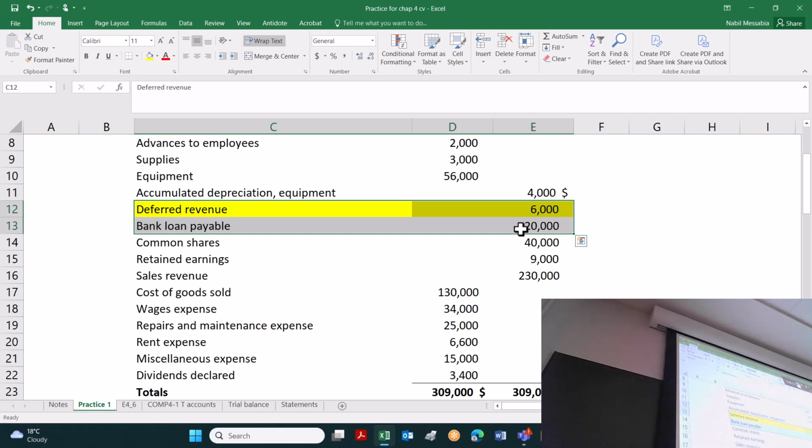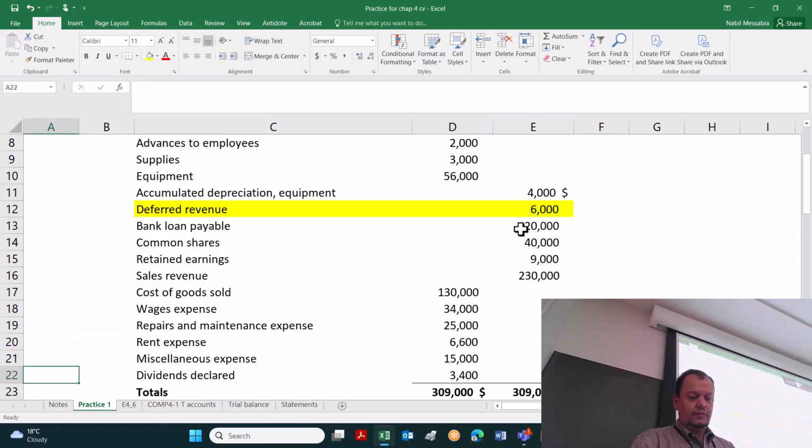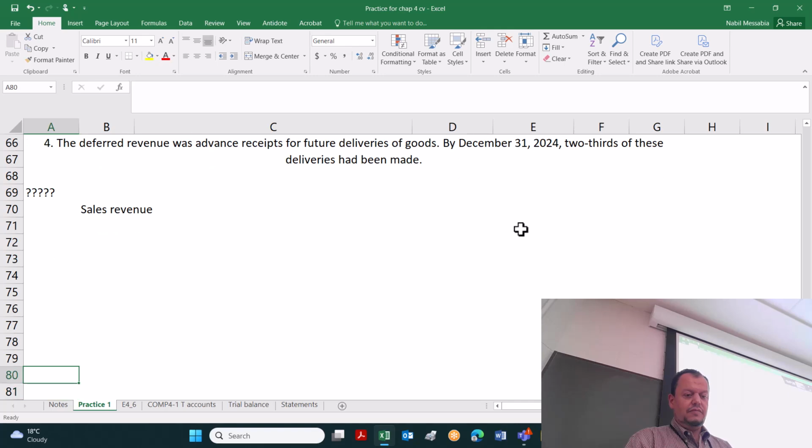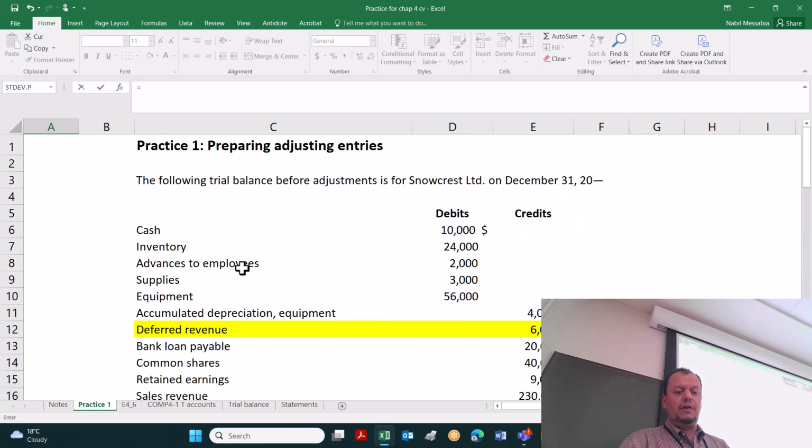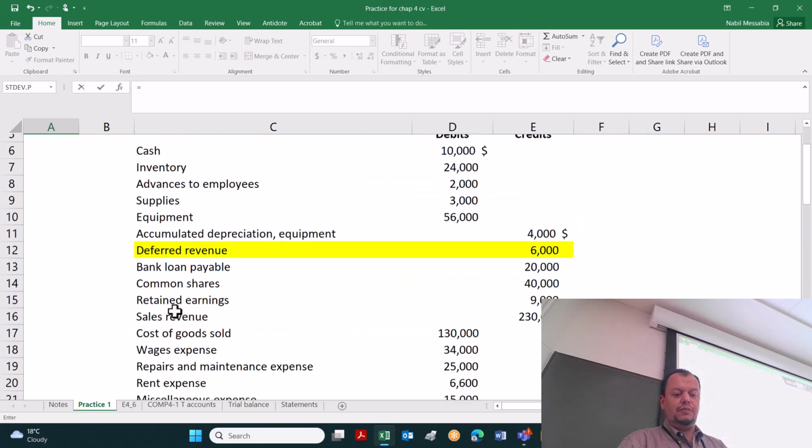Obviously, the deferred revenue, because it is no longer deferred. It is earned now. We can't keep it as deferred. We called it deferred at the beginning because we got the cash, we got the money, without delivering the goods. Now that part of the goods are delivered, the portion related to the delivered goods is no longer deferred. It's no longer a liability, so we have to decrease that liability and debit deferred revenue.